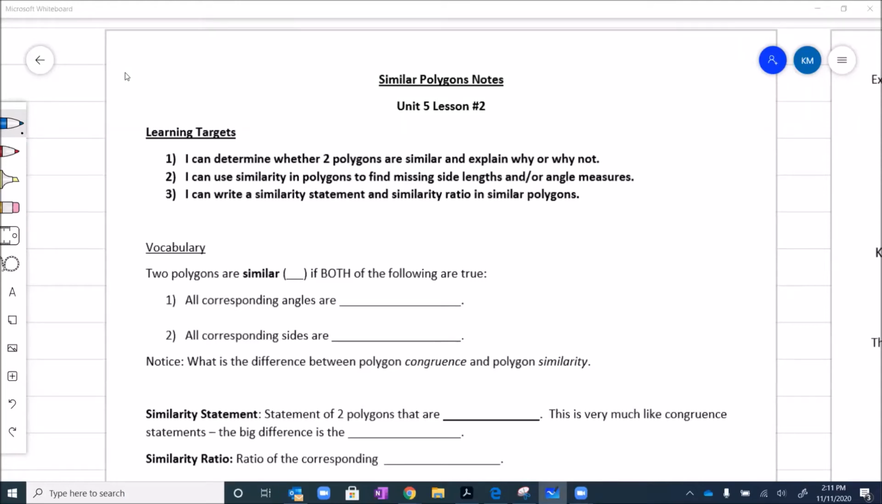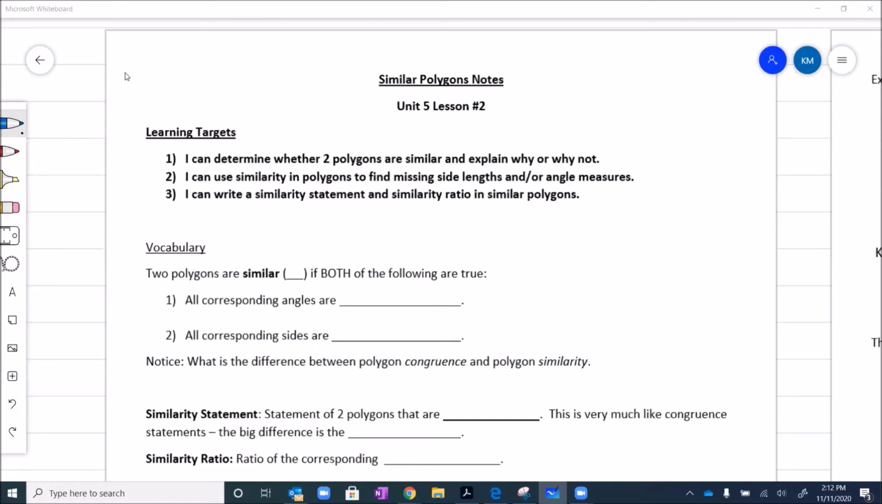Today we're going to look at similar polygons. At the end of this video, you should be able to determine whether two polygons are similar and explain why or why not. You should also be able to use similarity in polygons to find missing side lengths and angle measures. And you should be able to write a similarity statement and similarity ratio in similar polygons.